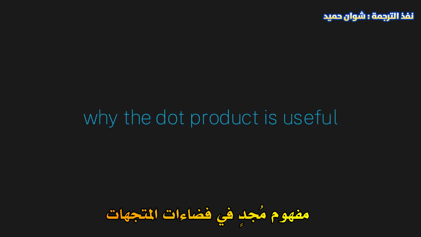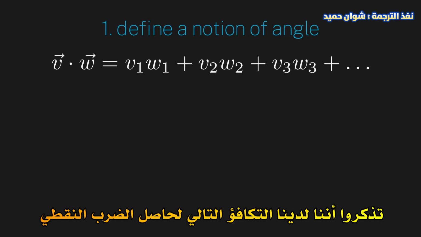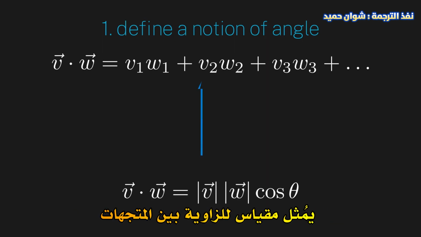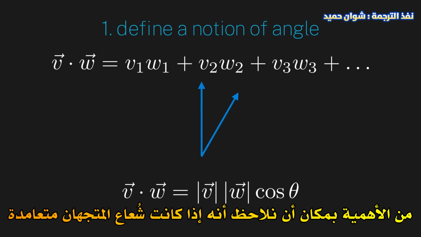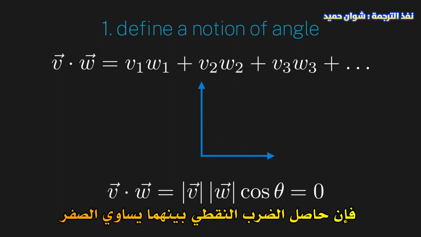Before delving into the inner product, let us take a second to remind ourselves why the dot product is a useful concept in vector spaces. First, the dot product allows us to define a notion of angle and orthogonality, aka being perpendicular. Remember that we have the following equality for the dot product, which essentially tells us that the dot product is a measure of the angle between vectors. Importantly, if two vectors are orthogonal, their dot product is 0.